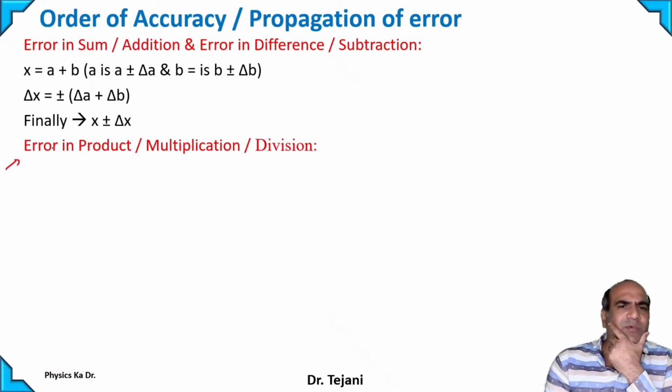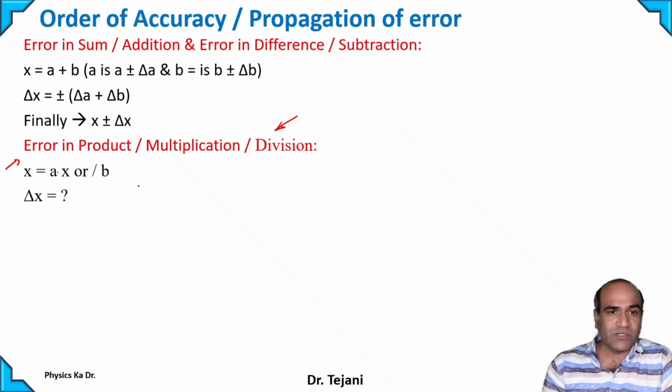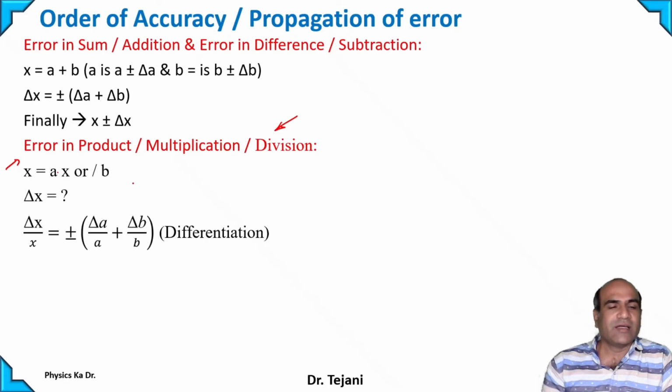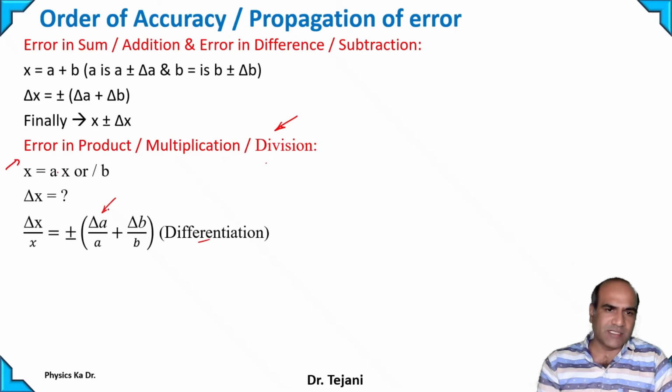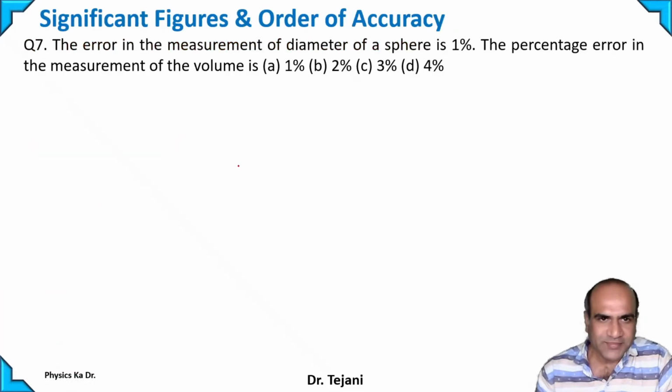Next is error in the product or multiplication. Here differentiation is required. x is a multiplied by b, or you can say a divided by b, that is fine. What should the solution be? Differentiation is required here. Delta x by x equals delta a by a plus delta b by b. For both multiplication and division, it becomes plus. The reason is that we are finding the maximum possible error, and therefore we need to take the total spread of error. That's why it is always a plus. That's all.